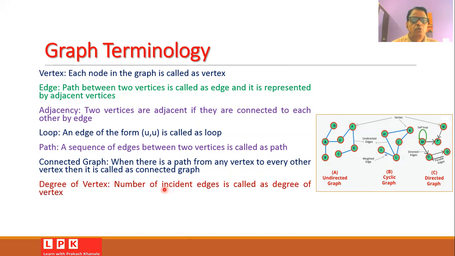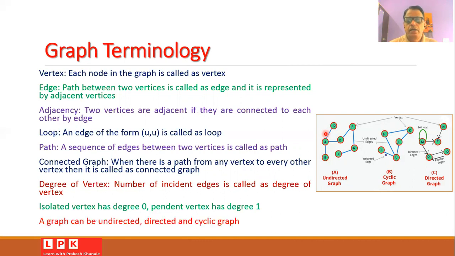Now we can define the term called the degree of a vertex. The number of incident edges on the vertex is called the degree of the vertex. Say for example, A has 3 edges and therefore the degree of the vertex A is 3. An isolated vertex will not have any edge connecting to other vertices and therefore it will have degree 0. And a pendant vertex is a vertex which has only one edge connected to another vertex and therefore its degree is 1. So for example, the vertex D is a pendant vertex with degree 1.